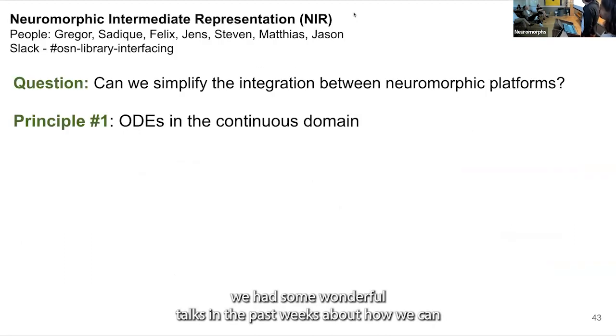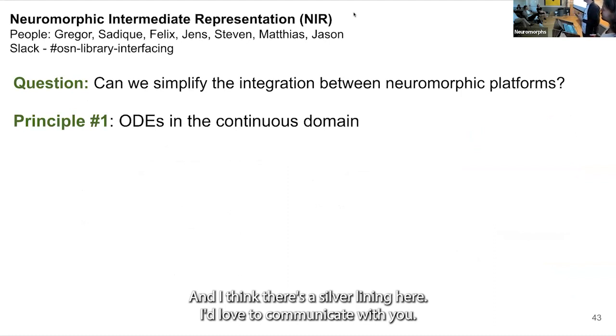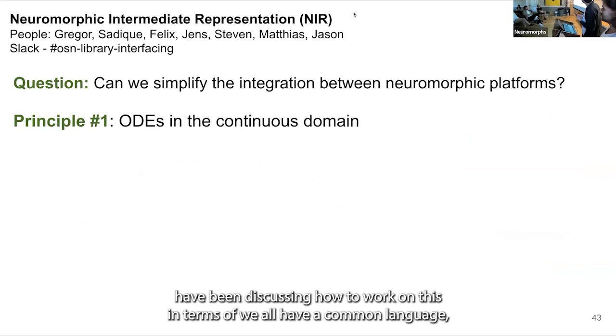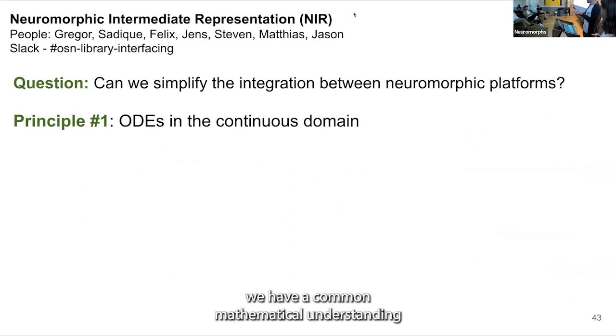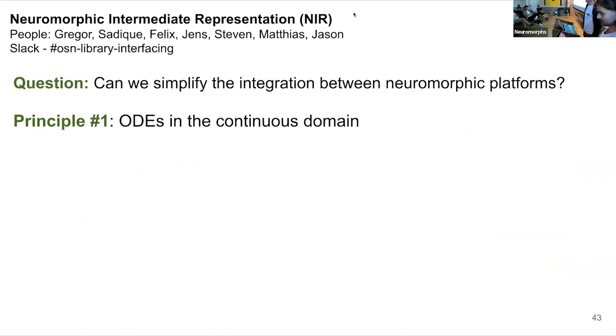We had some wonderful talks in the past weeks about how we can simplify the integration between all these simulators and neuromorphic platforms. I think there's a silver lining here I'd love to communicate with you. A lot of smart people have been discussing how to work on this, and it turns out we all have a common language. We have a common mathematical understanding we can revert to, and that understanding is ODEs.